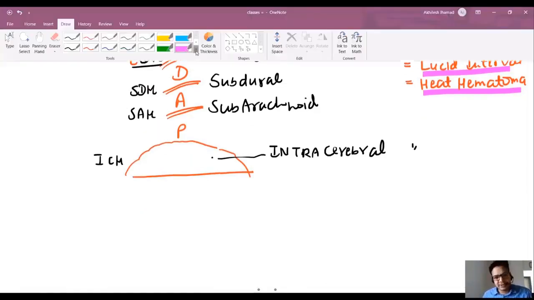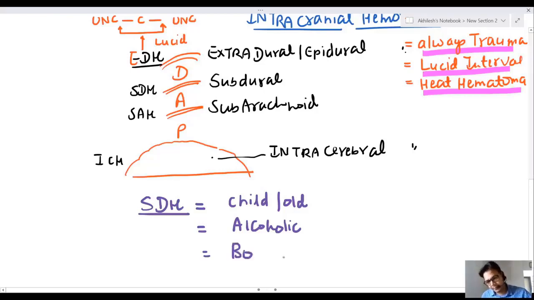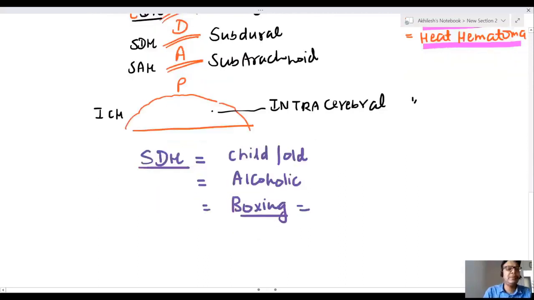Now I'm coming to SDH, subdural hematoma. It is common in children and in old persons. It is common in alcoholics, and it is common as a boxing injury. Sir, in boxing injury, this subdural hematoma is very common.